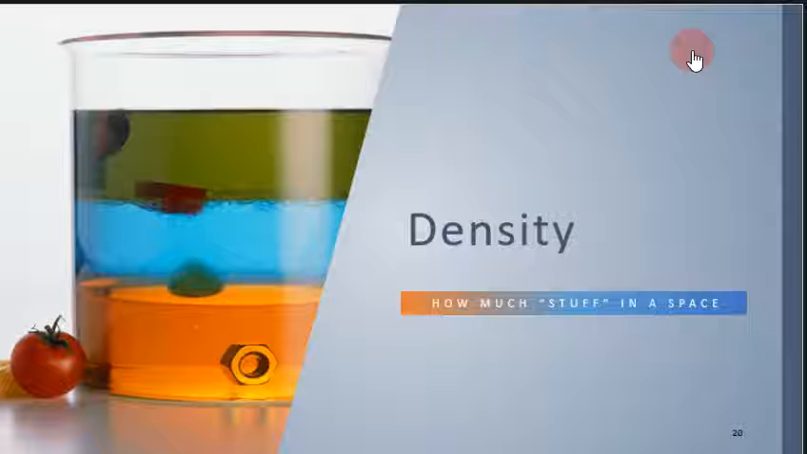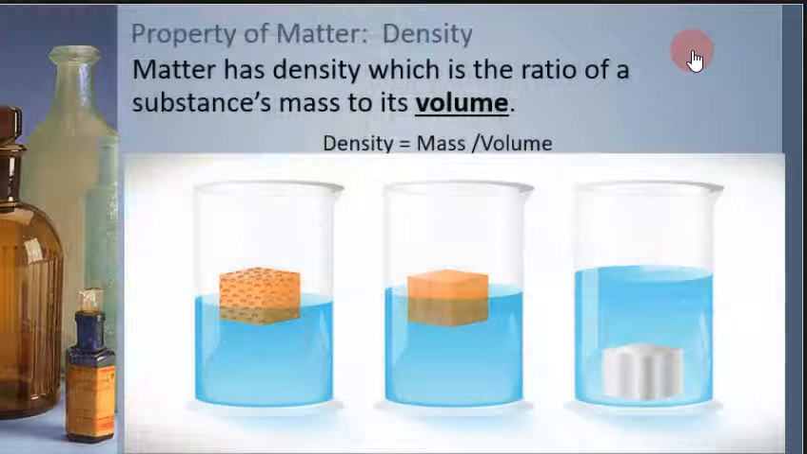But density talks about how much stuff is in a space. We're going to see different layers here of liquids, but everything has density. So look here, for instance. This is a cup of water right here. I've got a sponge that's floating. I've got a piece of wood that's kind of floating, but it's deeper in the water, okay?